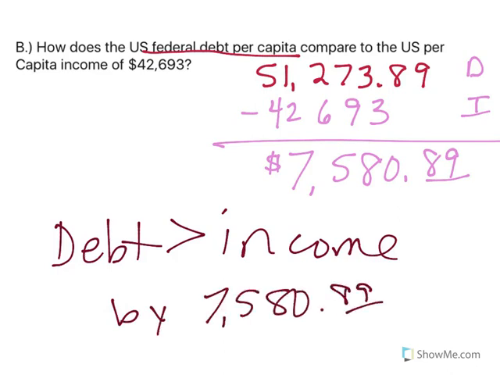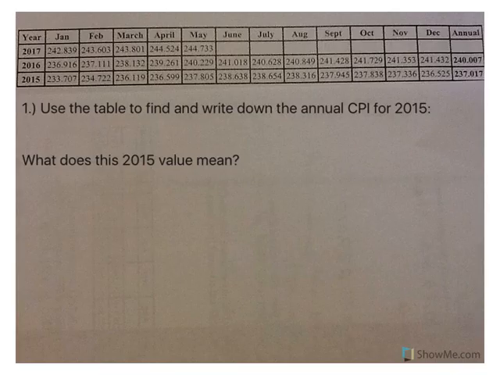$7,580.89. People, we can't live like this, right? Personally, you can't bring in over $42,000 and spend over 51 on a yearly basis, right? That doesn't work. Now, it might happen one year if you have medical issues or your car dies or whatever, but year after year, this is not sustainable. You can't live like this, and yet the federal government does it every year.